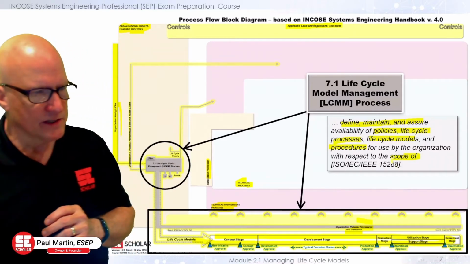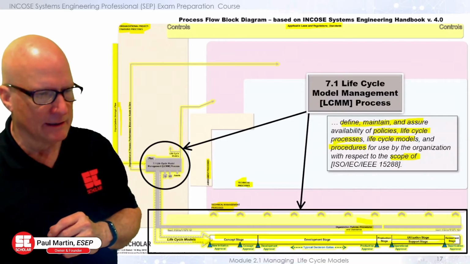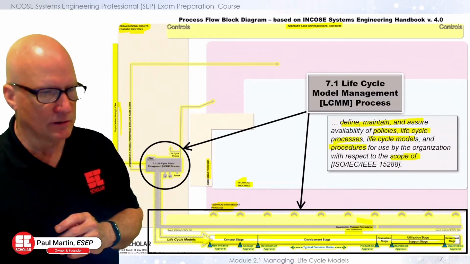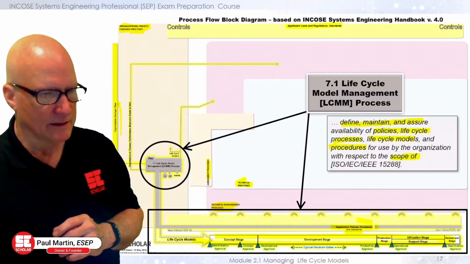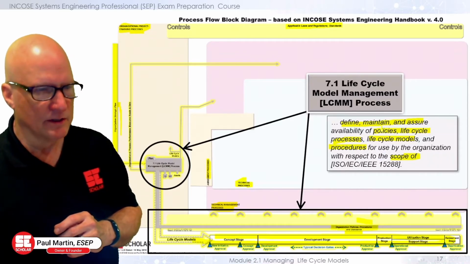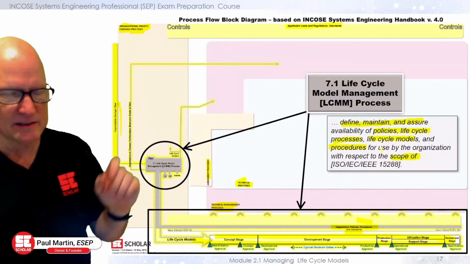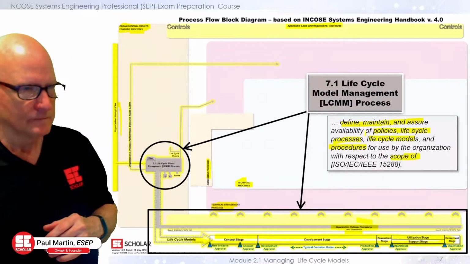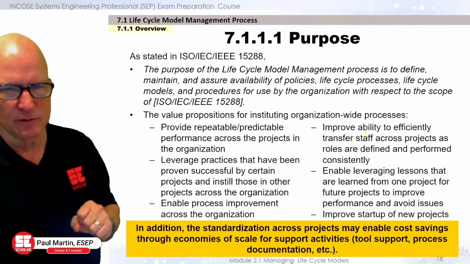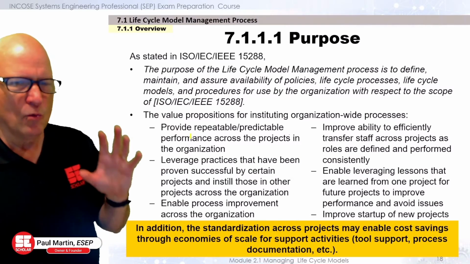So you'll actually see one of the main outputs here is an actual enabler, which are the processes here, the policies and things. So in this understanding of the purpose is actually some of the outputs as well. And you'll actually see that when we go through the IPO. So why do we do this?